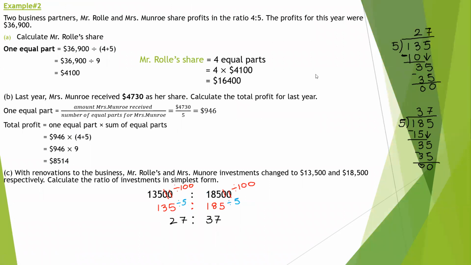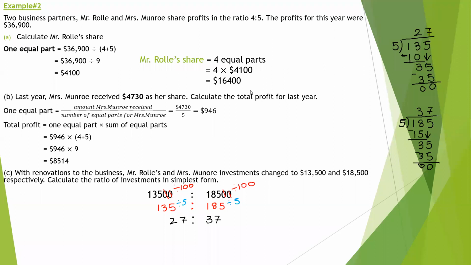Okay, so for number 2, it says two business partners, Mr. Roll and Mrs. Monroe, share profits in the ratio 4 to 5. The profits for this year were 36,900. So you have to calculate Mr. Roll's share. And to do that, you have to find one equal part, which is 36,900 divided by the sum of the ratio, which is 9.